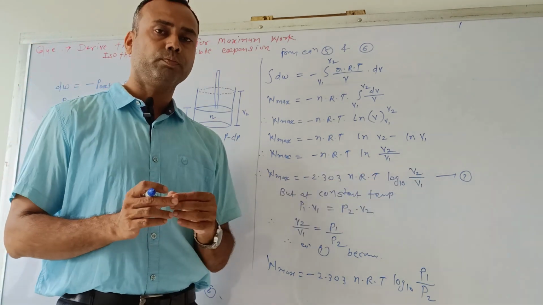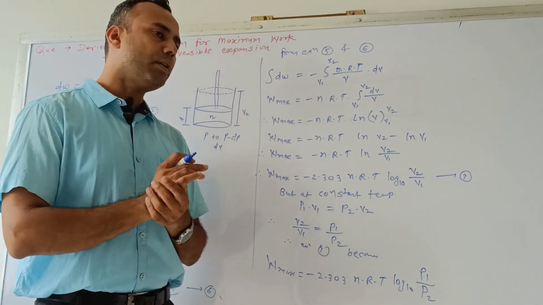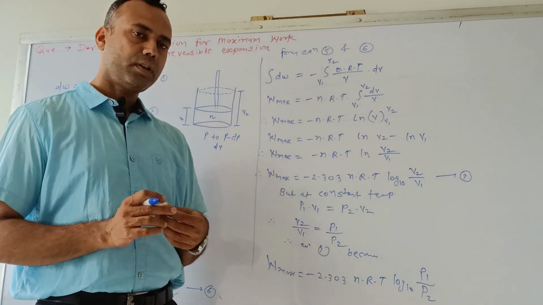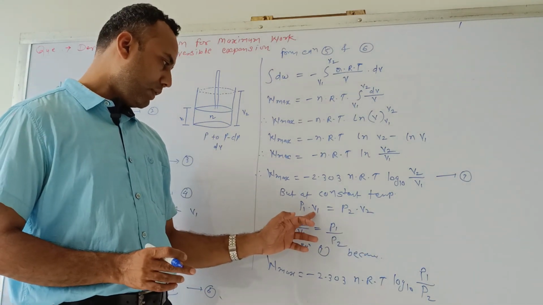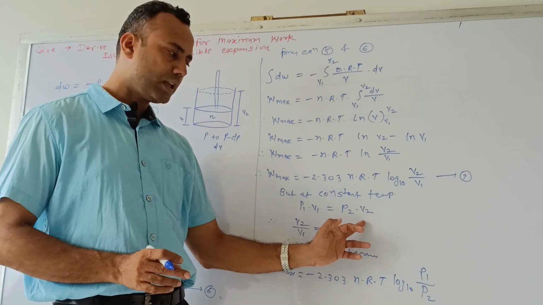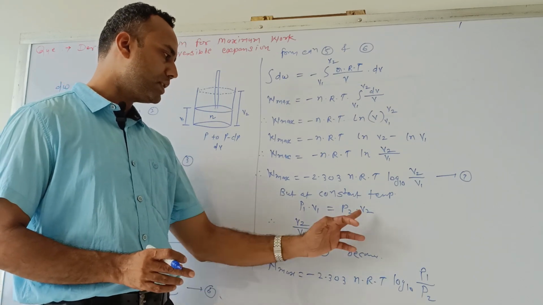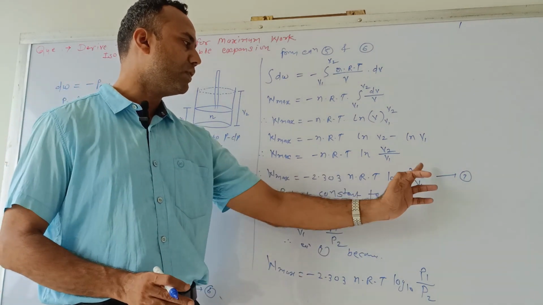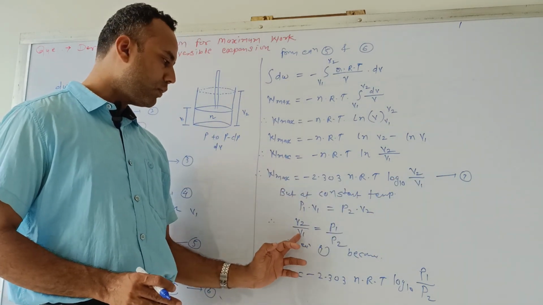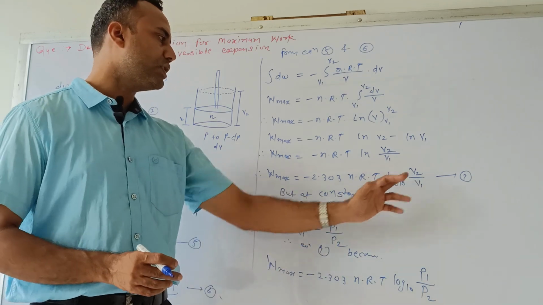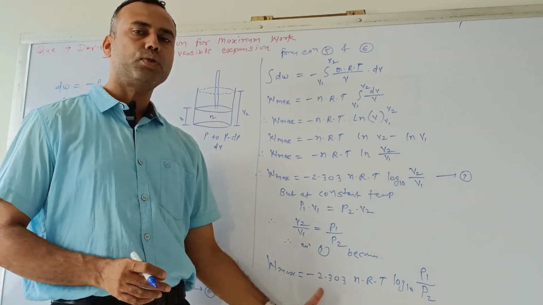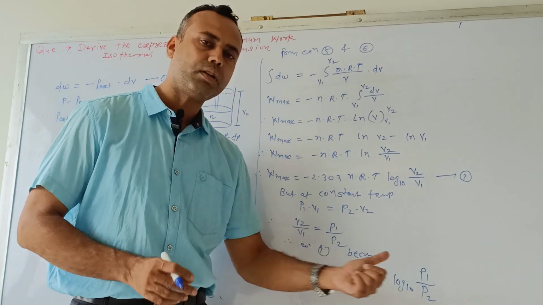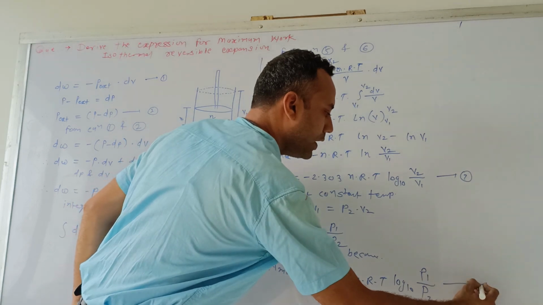But this is related to volume. We also want it related to pressure. So we know at constant temperature P1 V1 is equal to P2 V2. By interchanging, V1 comes here, so V2 upon V1, P2 comes here, P1 upon P2. That means V2 upon V1 is equal to P1 upon P2. Now placing this value in equation 7, V2 upon V1 is replaced by P1 upon P2. Therefore equation 7 becomes W max is equal to minus 2.303 nRT log to the base 10 of P1 upon P2. So this is our equation number 8.